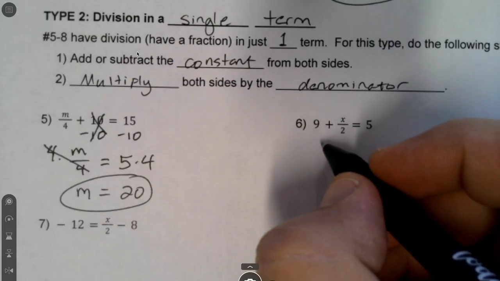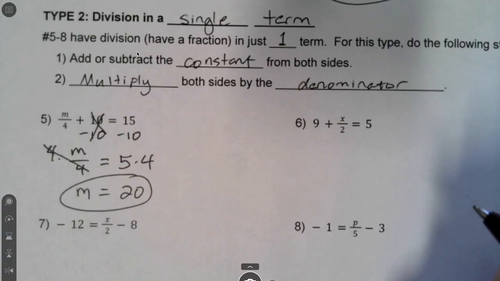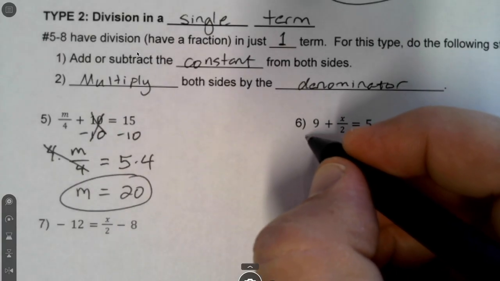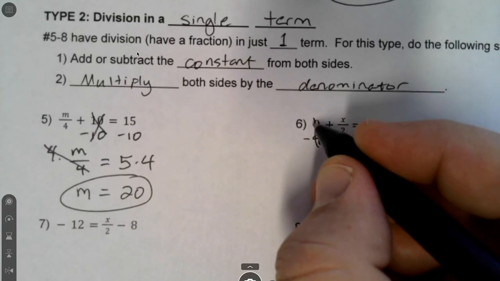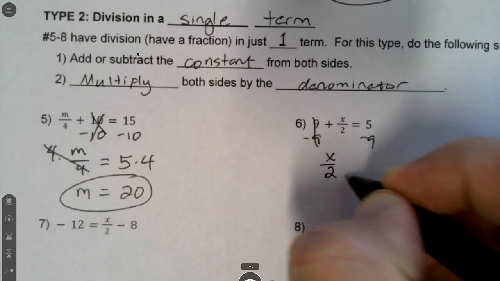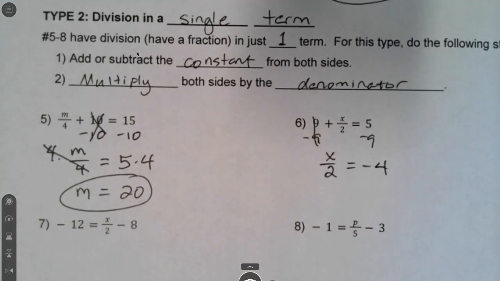Okay, and number 6, we need to get rid of the 9 and the 2 in order to get the variable by itself. We start with the constant, which is 9, so we subtract 9 from both sides. 9 minus 9 is 0. 5 minus 9 is negative 4.